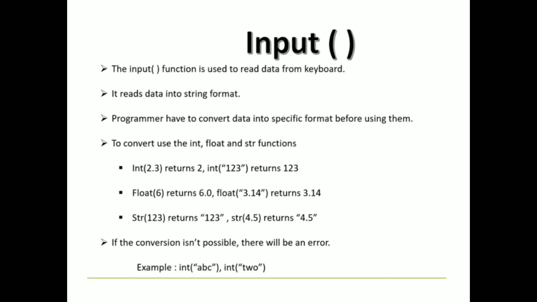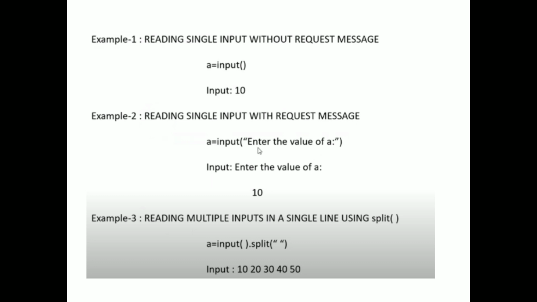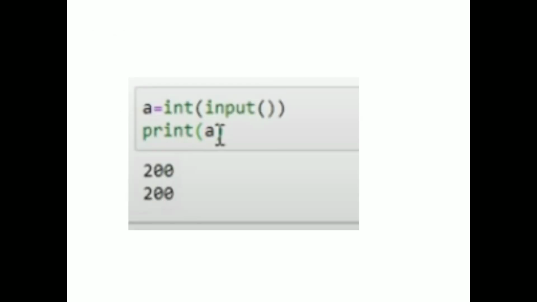In the input mechanism we have three: without passing a request message, with passing a request message, and third, usage of split statement. The examples of each and every one will be explained here. This is the example of the first one, without using the request message. A is an integer type of value. We are passing the value with the help of a keyboard. For that purpose we are using the input statement.